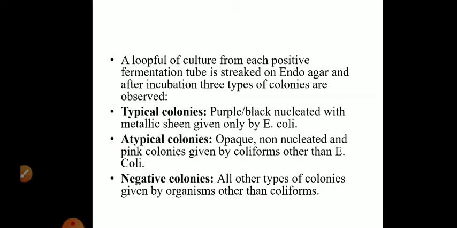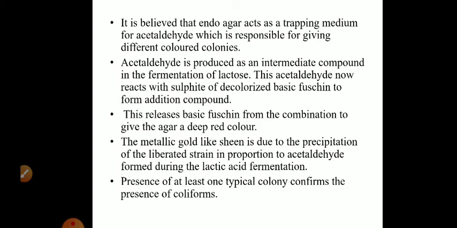When you inoculate it with the positive presumptive tube, 3 different types of colonies can be obtained, as I told you. Purple dark centered colonies with golden metallic sheen are produced by E. coli. Atypical colonies are all pink in color, and negative colonies are colorless, produced by other organisms. It is believed that Endo agar is a trapping medium for acetaldehyde, which is responsible for giving the different colored colonies.